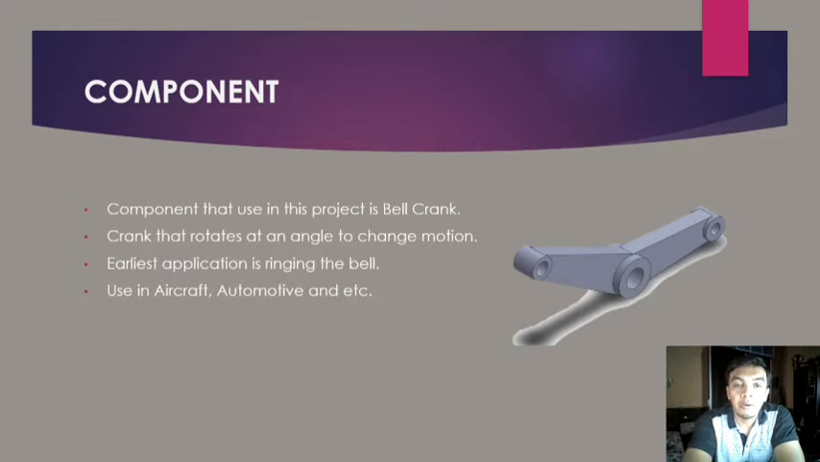For the aircraft, the bell crank is usually utilized to connect the pilot's control to the control surface. For the automotive application, this component is part of the linkage that connects the throttle pedal to the carburetor and the brake pedal to the master brake cylinder.